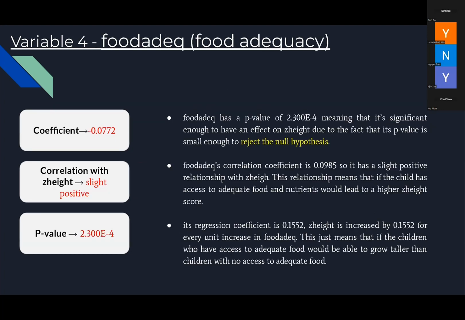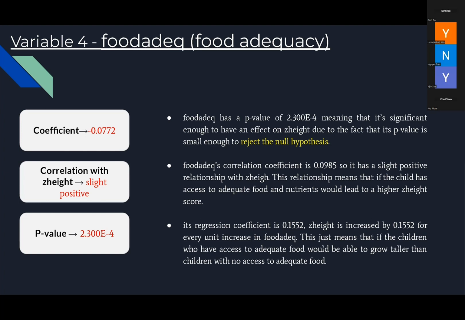For the last variable, food ADQ, it has a highly significant p-value, indicating it is significant in influencing Z height and rejecting the null hypothesis. There is a slight positive correlation between food ADQ and Z height, suggesting that adequate food and nutrients contribute to higher Z height scores in children.